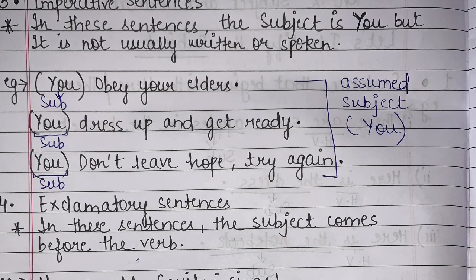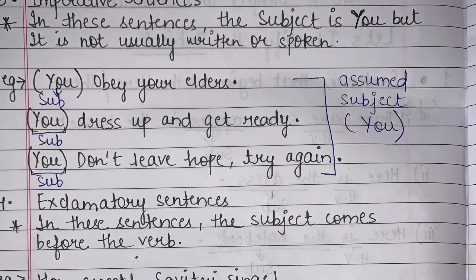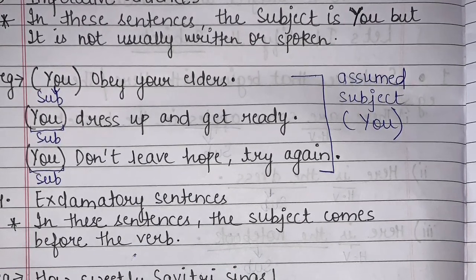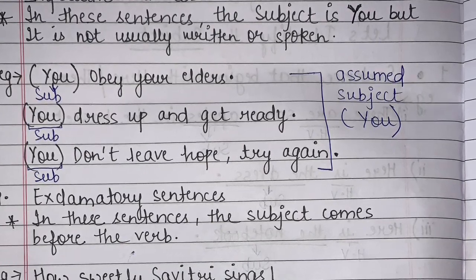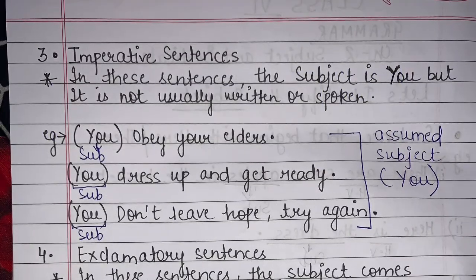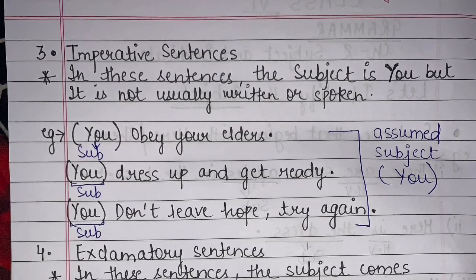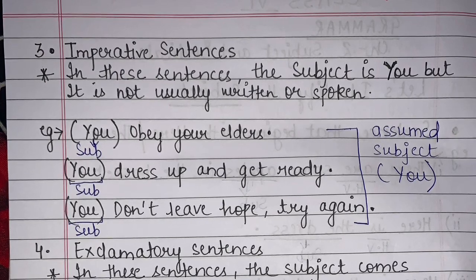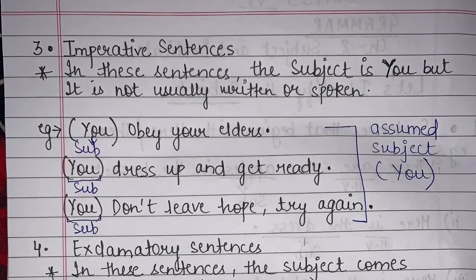Full stop. Are you understanding this? Beta, we have to imagine that there is a subject which is you. It is always hidden. Generally we don't write that, but whenever we have to talk about these types of sentences, we have to recreate this you in our mind. So I must think that you will come before my sentence so that you would become my subject. Whenever I talk about these imperative sentences, it means that you would be my subject in all the cases.